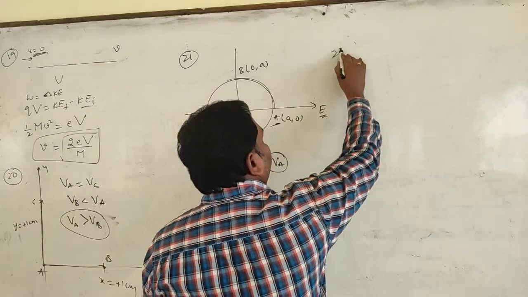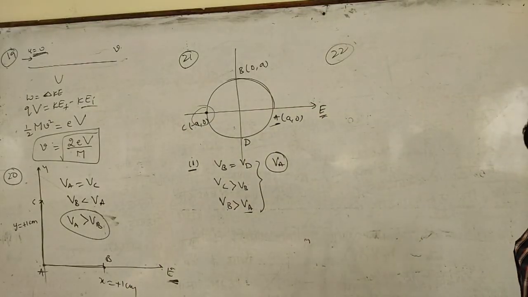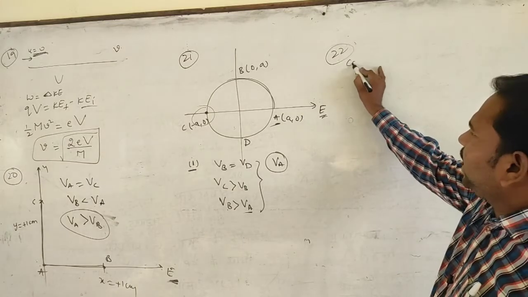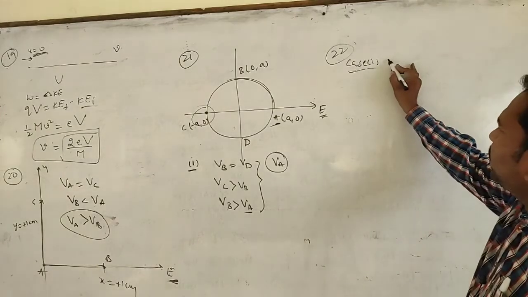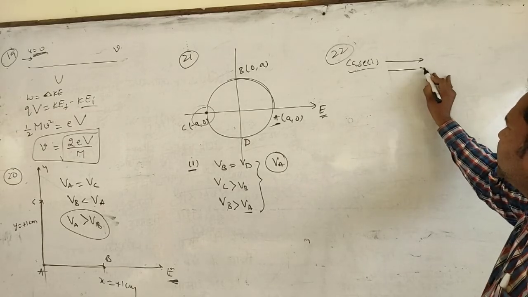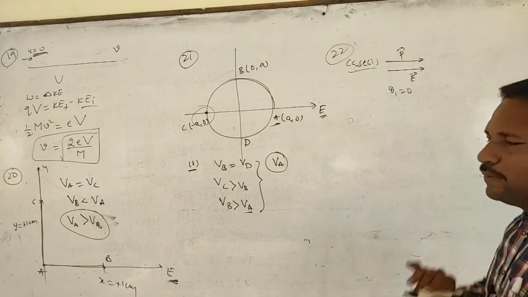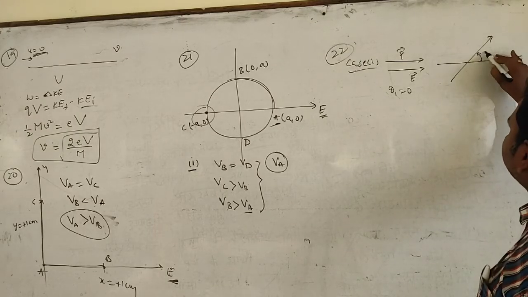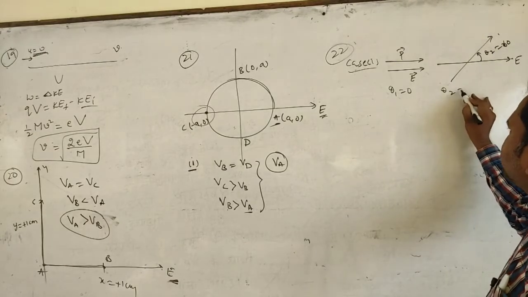Next question number 22. An electric dipole is aligned along the uniform electric field. We can resolve into two cases. First, the dipole moment is in the direction of the electric field, that means theta 1 is equal to 0. From this position, we rotate 60 degrees, theta 2 is equal to 60 degrees. How much is the work done?